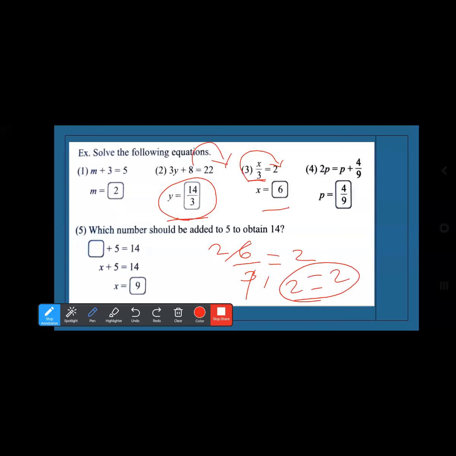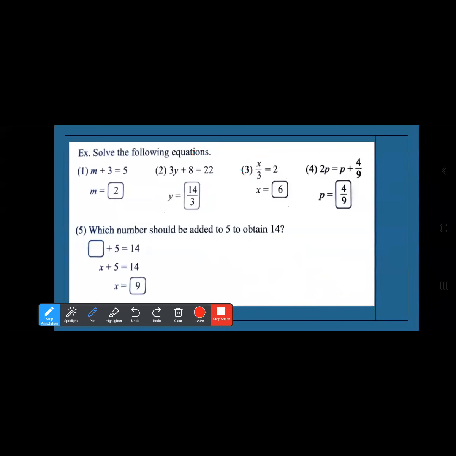Okay, so one thing to remember in linear equations: if it is plus, when it goes to the other side it will become minus, and vice versa. Whereas if it is divide, when it goes to the other side it will become multiplied, and vice versa. So you should remember this.